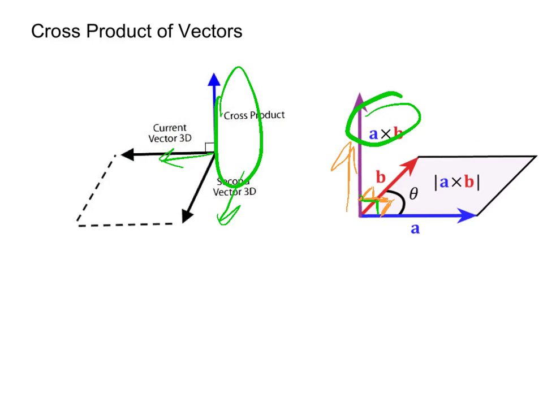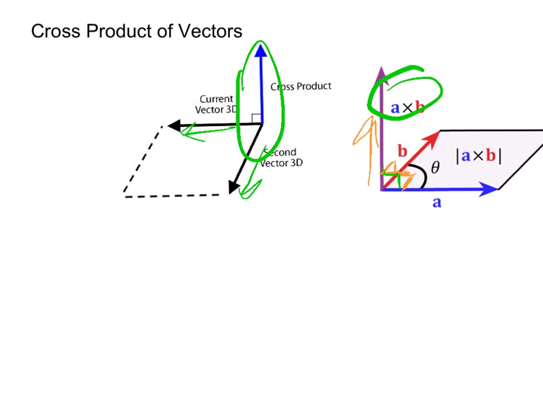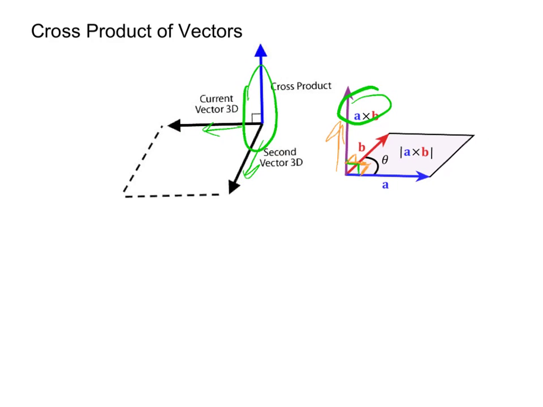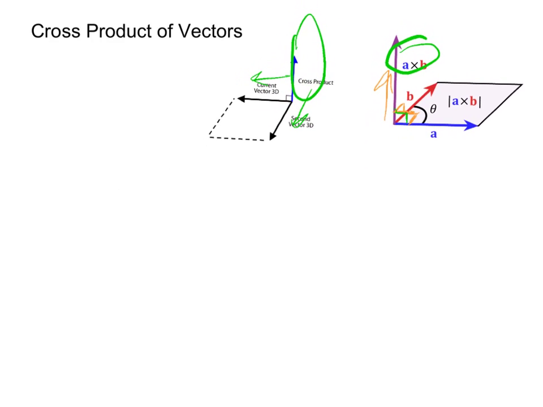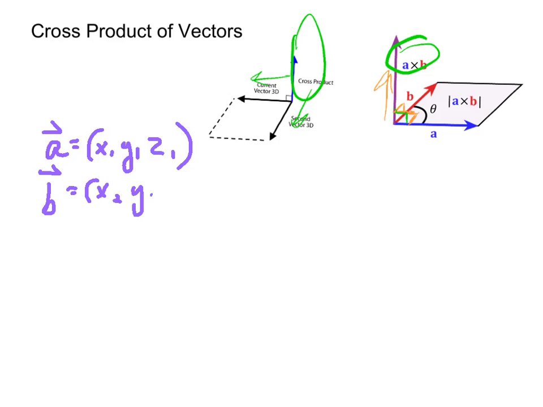Just need a little more room. Well, if we are given vector A, and vector A is x1, y1, z1, and vector B is, you guessed it, x2, y2, z2, and commas, I guess, would be appropriate.